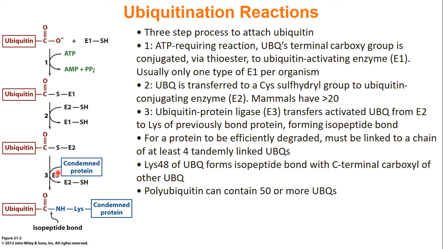Enzyme 3 will transfer the ubiquitin from enzyme 2 onto whatever protein you want to ubiquinate. And it's always going to be attached to a lysine residue. And you're going to form what's called an isopeptide bond. And it's called an isopeptide because it looks like a peptide bond. But this N is actually on the side chain of lysine rather than the backbone.